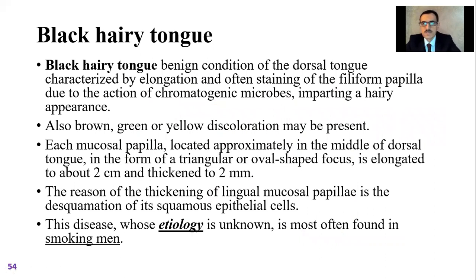Black hairy tongue is a benign condition of the dorsal tongue characterized by elongation and often staining of the filiform papillae due to the action of chromogenic microbes, imparting a hairy appearance. Also, brown, green, or yellow discoloration may be present. Each mucosal papilla, located approximately in the middle of the dorsal tongue in the form of a triangular or oval-shaped focus, is elongated to about 2 cm and thickened to 2 mm. The reason for the thickening of the lingual mucosal papillae is the desquamation of squamous epithelial cells. This disease, whose etiology is unknown, is most often found in smoking men.